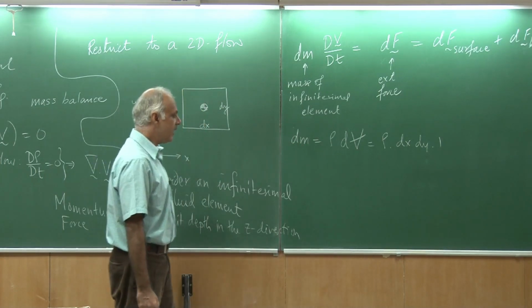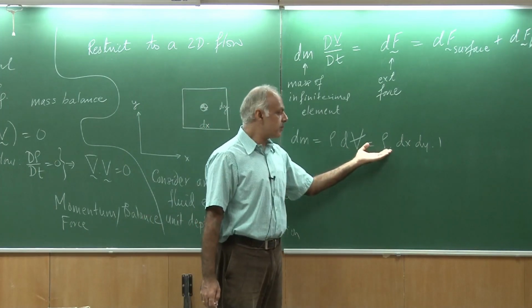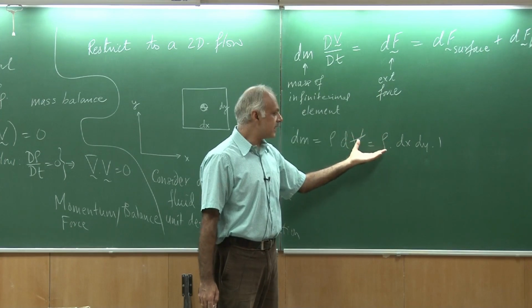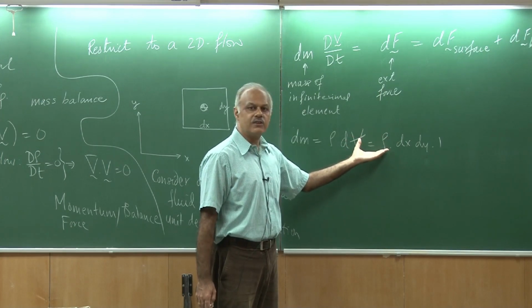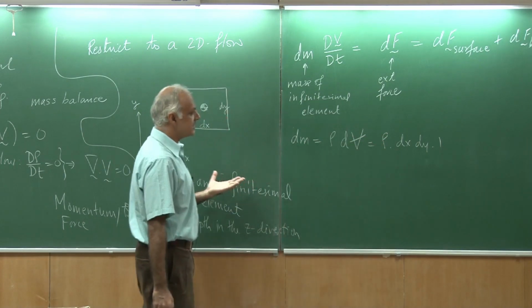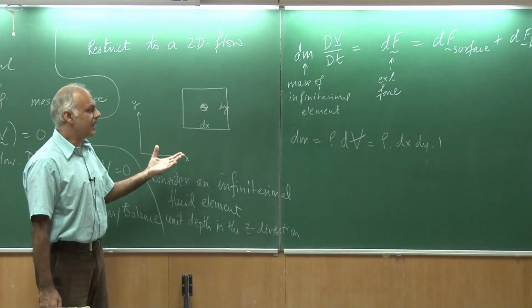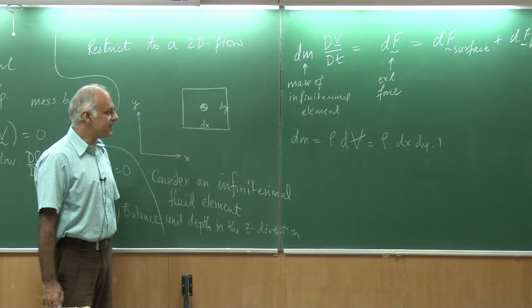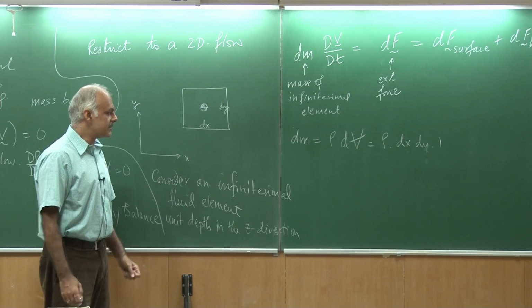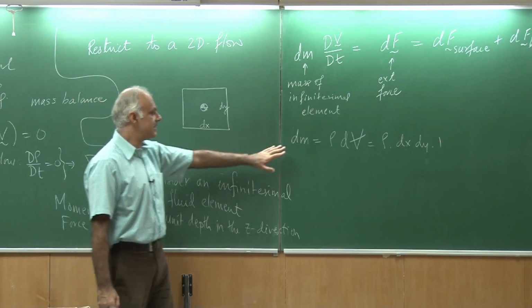I am going to assume that rho is virtually constant inside, because the element is very small and the properties do not really change much. I could take changes in rho as well, and then take the limit of dx and dy going to 0, and they would appear as higher order terms, but let me stay with this. So, that is dm.